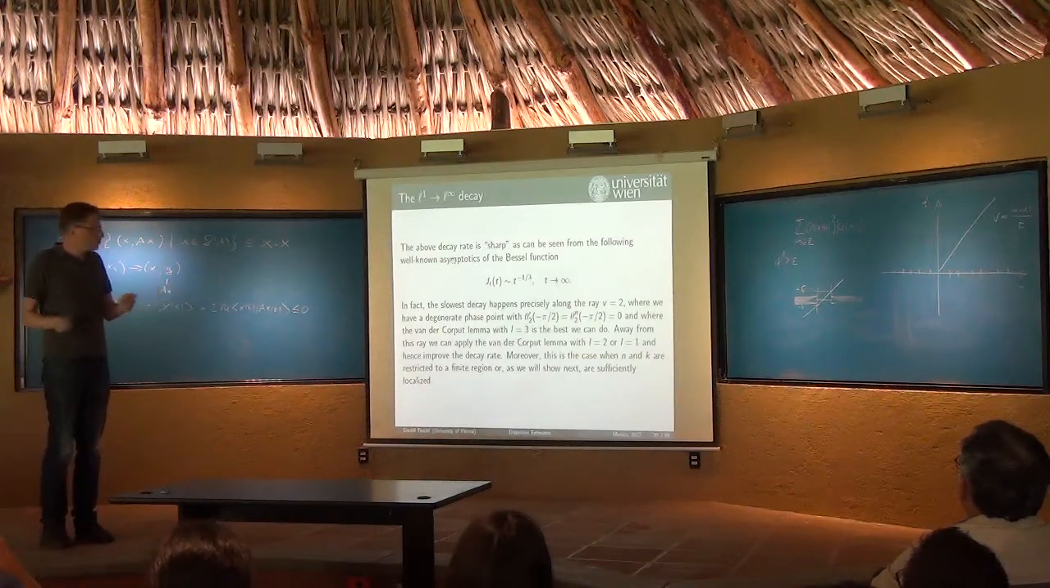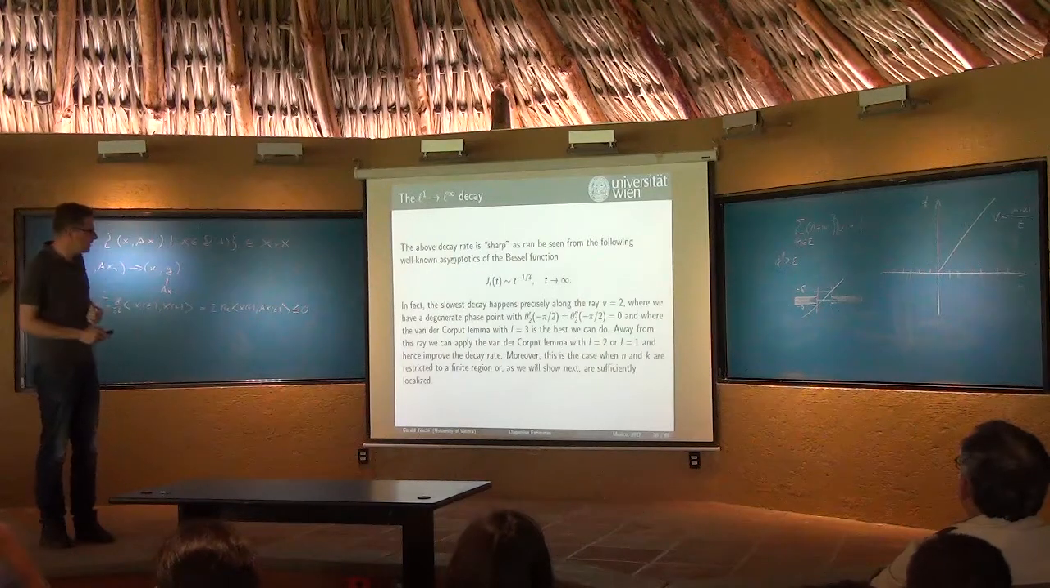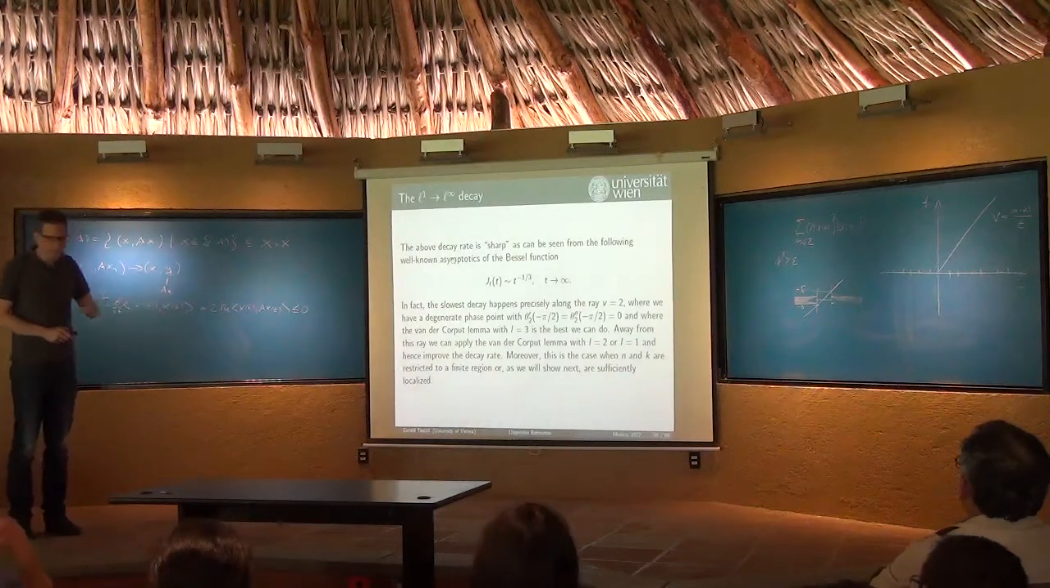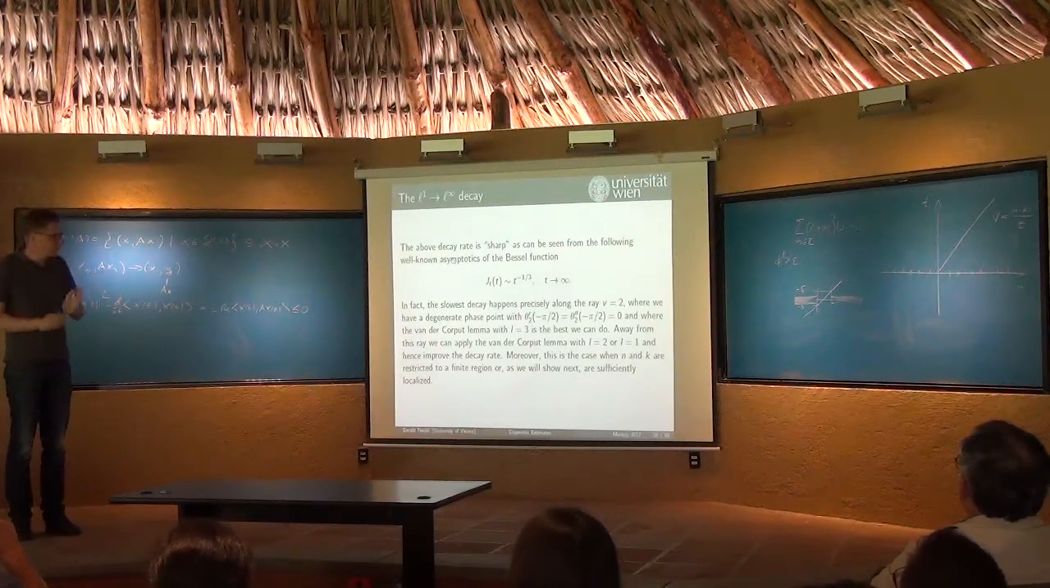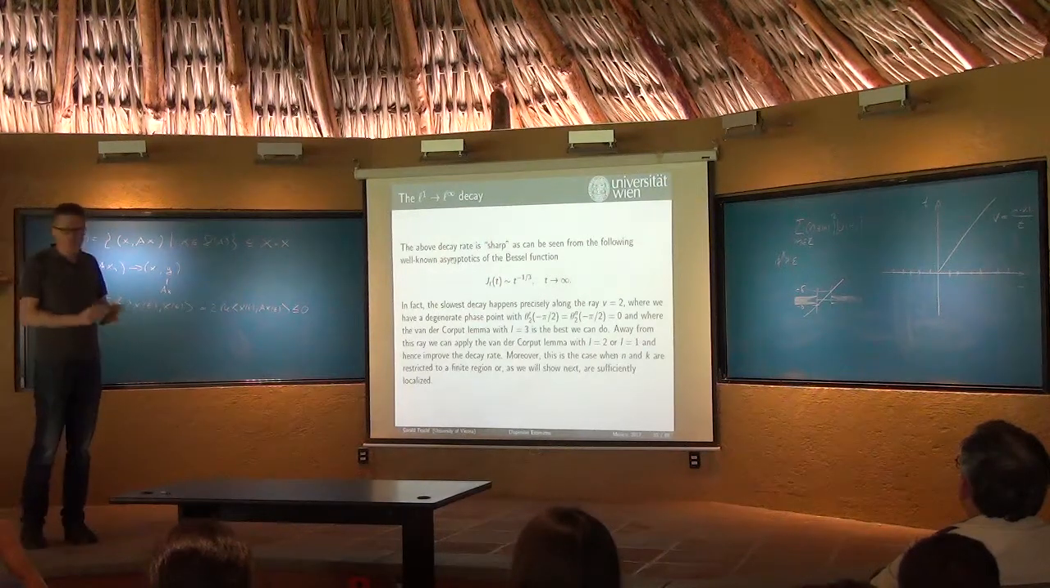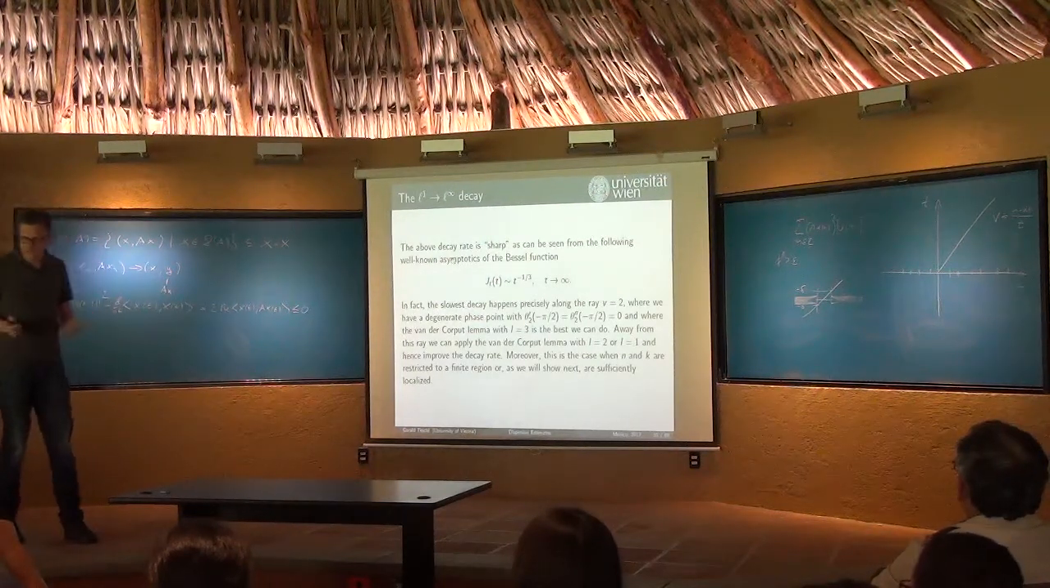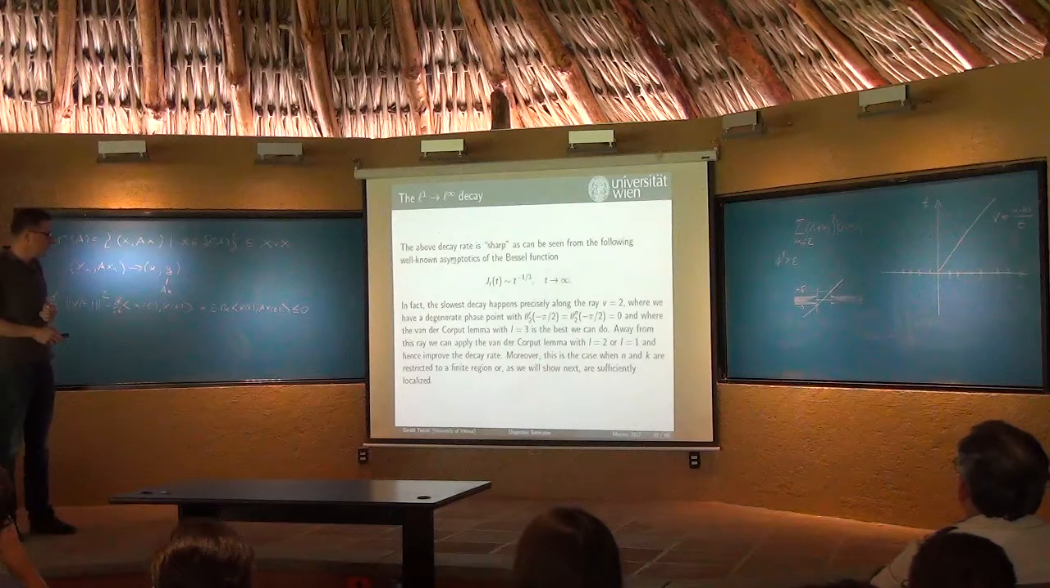If you would exclude this ray here, so if you would exclude a small epsilon sector, then of course you can get better decay rates. You could get L is equal to 2, or you could even apply L is equal to 1 if you exclude certain rays. But if you want to have something which is uniform, then this is the best you can do. Okay.